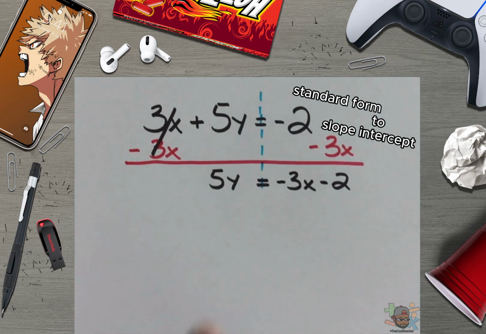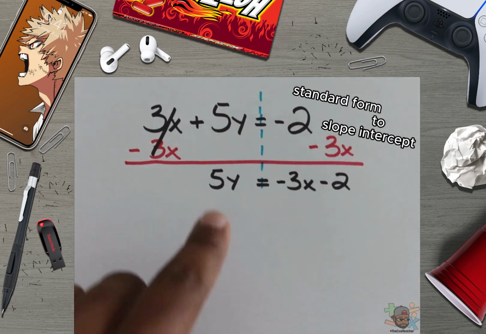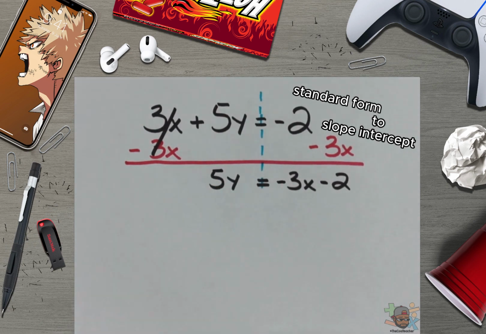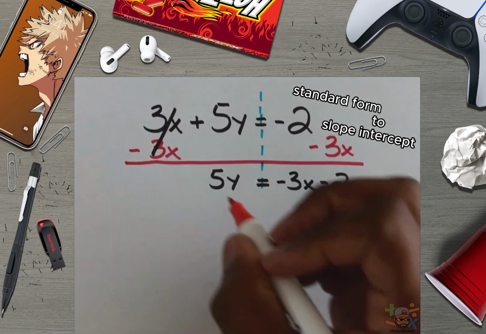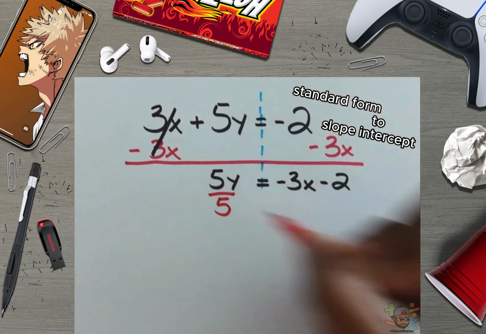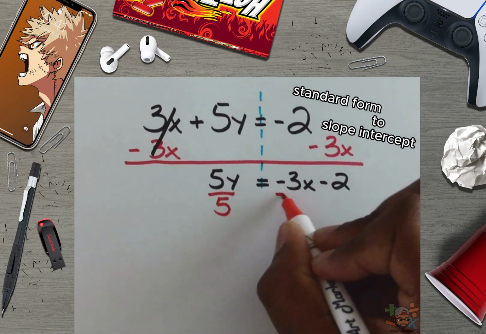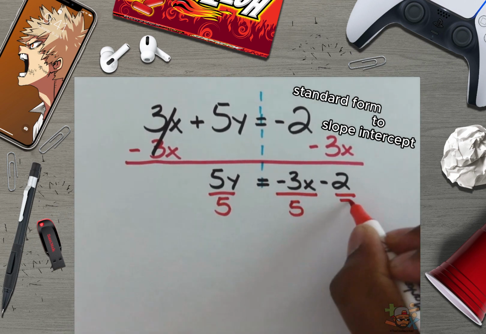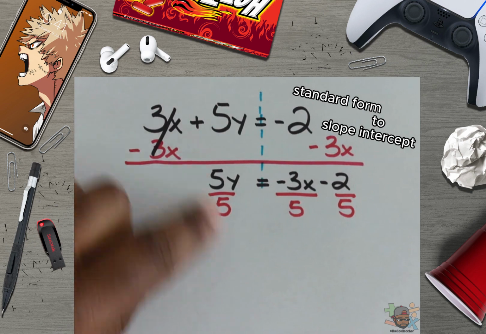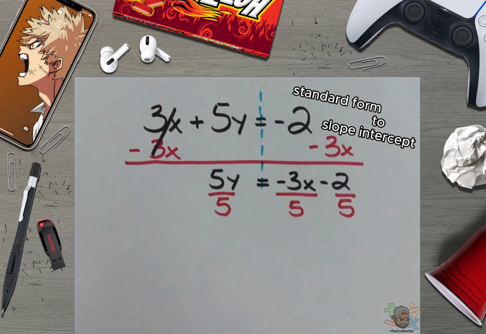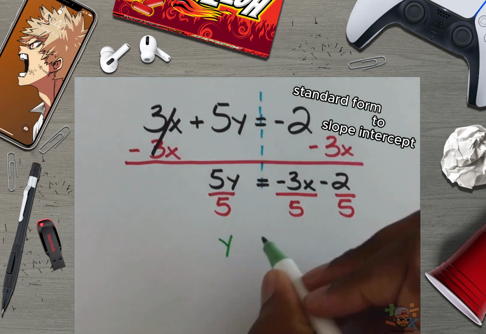I'm not done yet because I need my y by itself. Slope-intercept form is y equals mx plus b, not 2y or 3y. So I have to get the 5 off of that y. To do that, I have to divide, but since it's an equation, whatever I do to one side, I do to the other. So I divide everything by 5. 5 divided by 5 equals 1, so 1y. Bring down my equal sign.